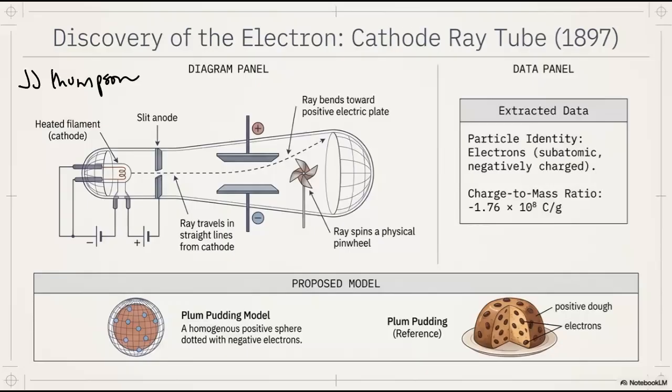Now, this screen that he had in here is a positive detector. So if the particles go from one side to the other and it gets attracted to that positive side, what does it say about the identity of that particle? Is it positive or negative?